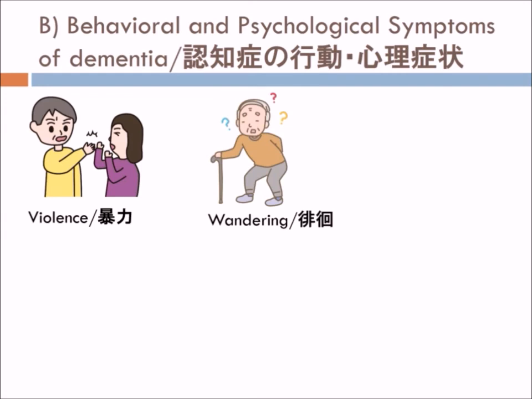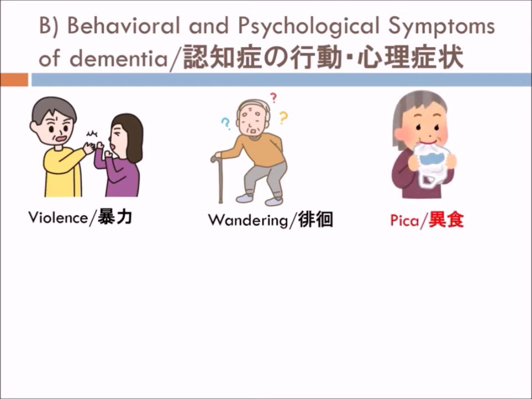Wandering. Wandering is a behavior of roaming around for some purpose or because of some reason that makes the person unable to stay still. Pica. Pica is a compulsive eating disorder in which people eat non-food items.